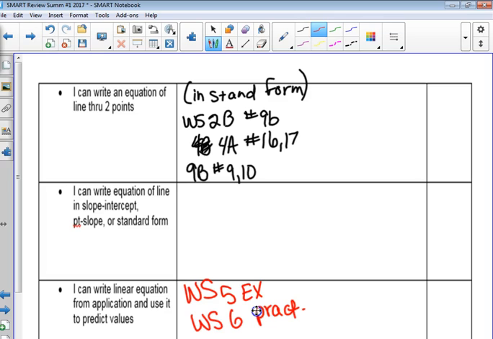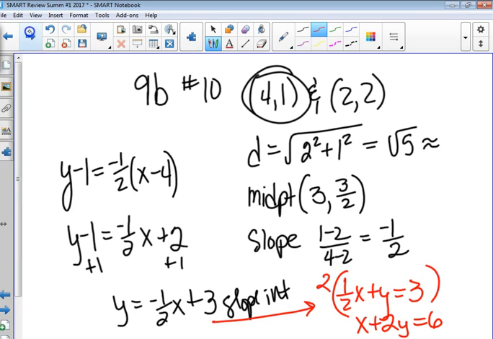You wanted more practice on that kind of stuff? I don't know what to tell you. I don't think I have more practice on that. Just make sure you did all worksheet 6. Anybody need to see an example? I think worksheet 6 has quite a few.